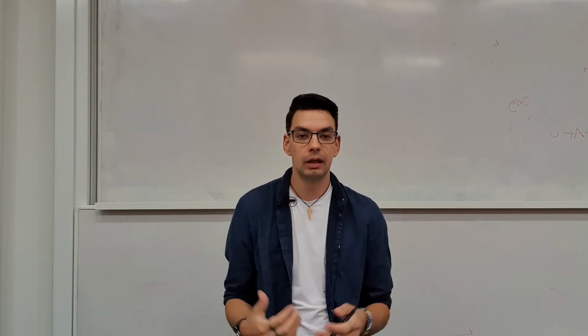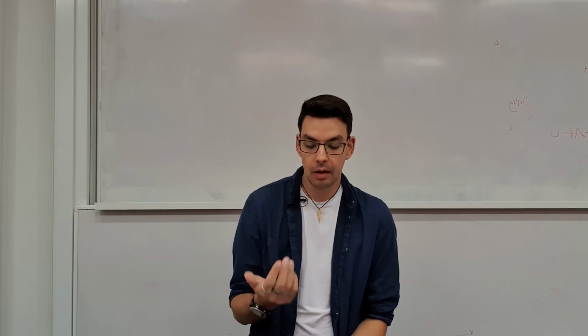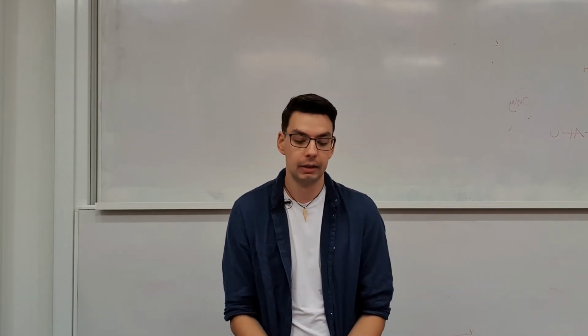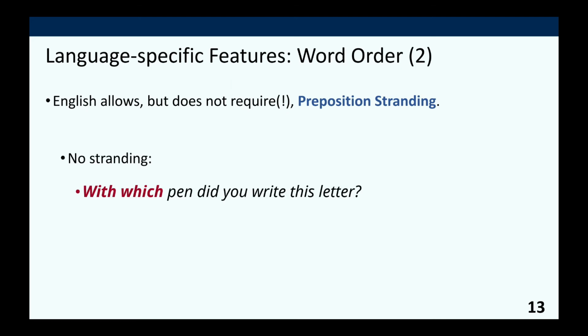So, for example, even within languages that you might be familiar with, we'll find some finer differences. For example, English allows, but does not require, preposition stranding. Preposition stranding means leaving a preposition behind, dangling at the end of a sentence when you form a question. So, for example, if we have a sentence asking about a pen with which you wrote a letter, then we'd usually ask, with which pen did you write this letter? Here you can see that with which is one unit that stands at the start of the sentence.